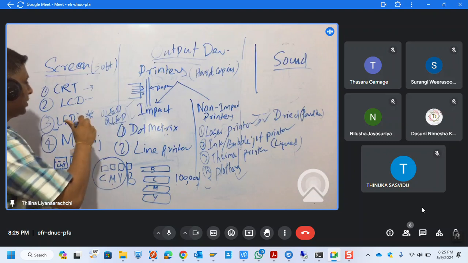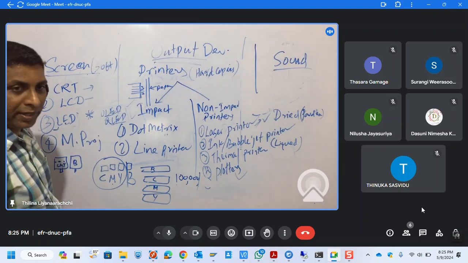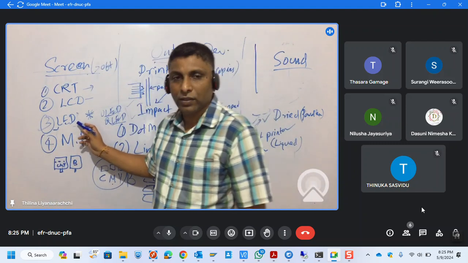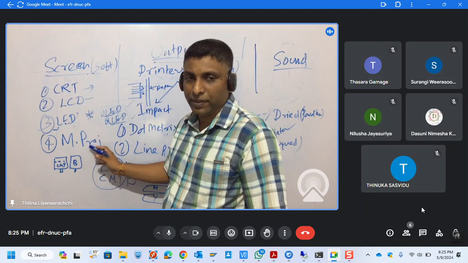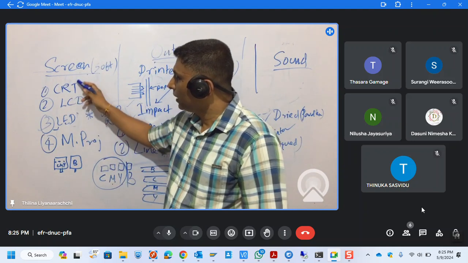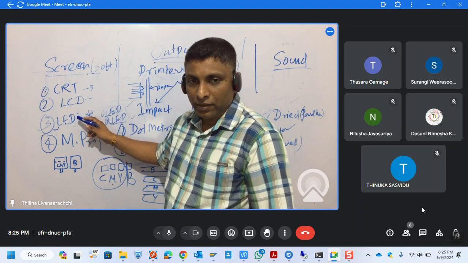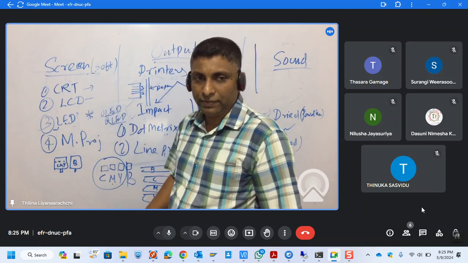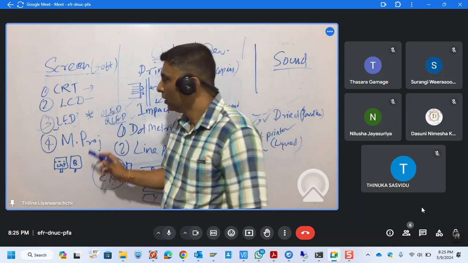Don't worry about those things. And LEDs, light emitting diodes, right? That's again a different technology, very high efficiency, and multimedia projectors are separate, right? If you compare these three, the LED consumes very low energy and is very high in quality compared to the other two, right?